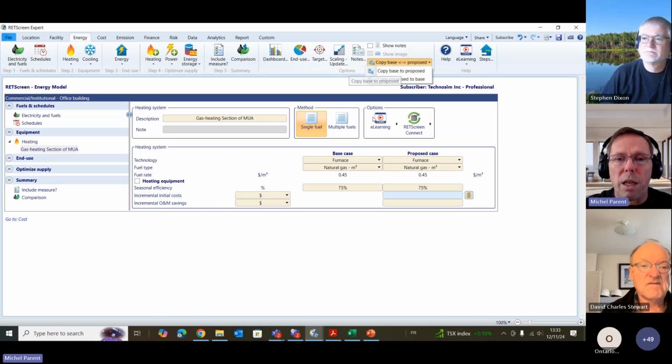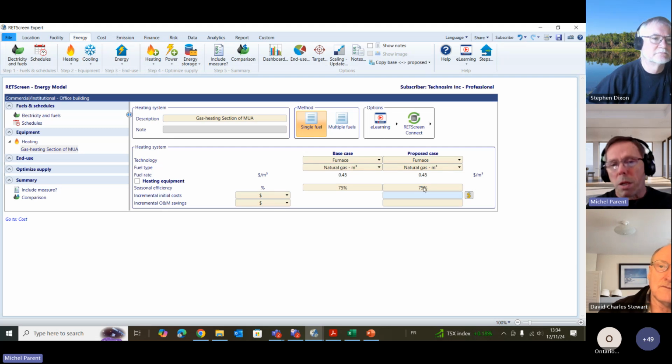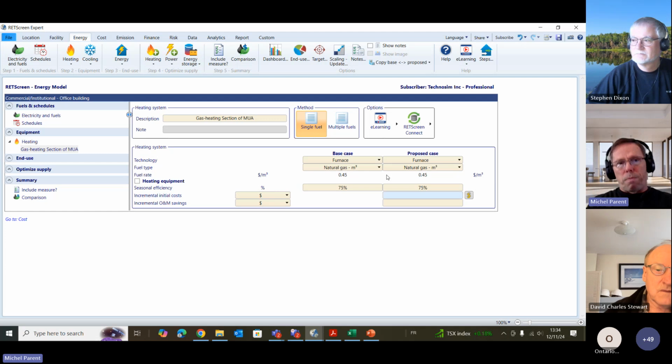You always define your base case. Once your base case is done, you click at the top, it says copy base to proposed. And because they're the same, you don't see a difference, but it will do it without making human error, like I probably could if I were to enter everything manually in both base case and proposed case. So we've got our heating system defined.